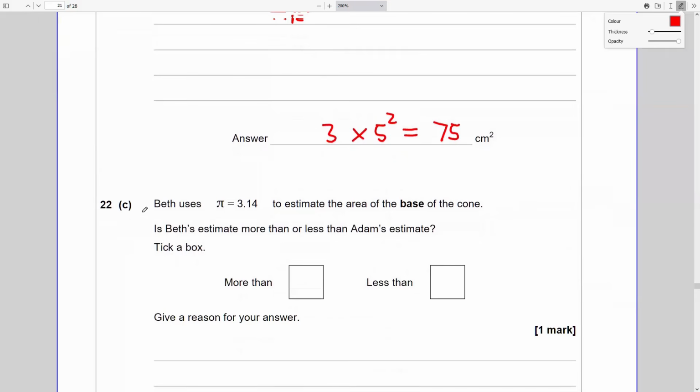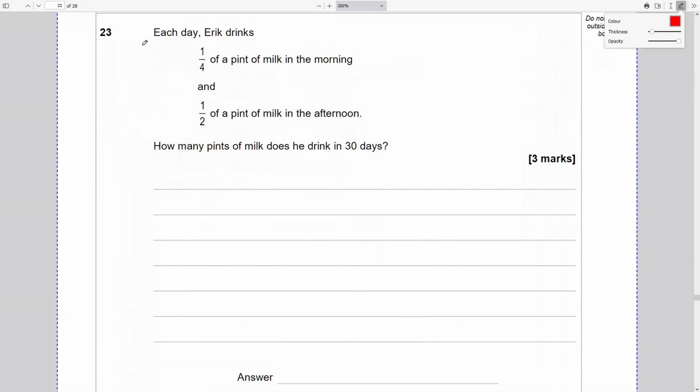Beth uses 3.14 to estimate the area of the base of the cone. Is Beth's estimate more or less than Adam's estimate? Well, the 5 squared isn't going to change, but 3's gone up to 3.14, so it's going to be more than. Give a reason for your answer. 3.14 times 5 squared is greater than 3 times 5 squared. Yeah. That, I think, should be good enough.